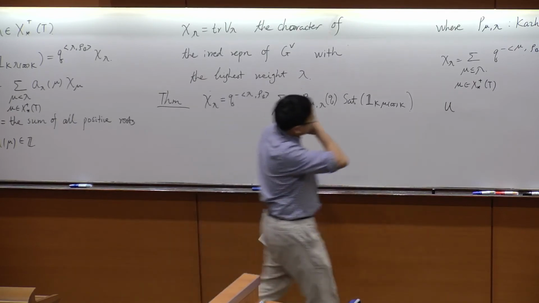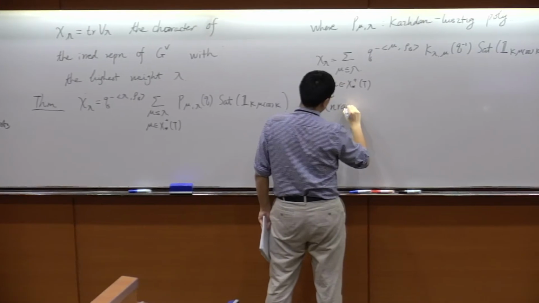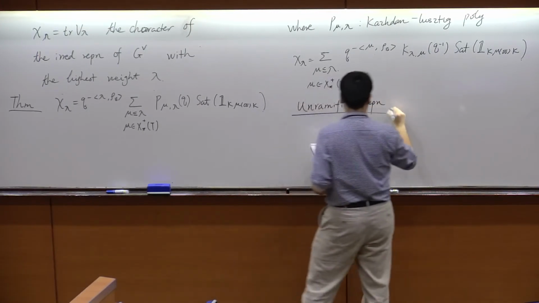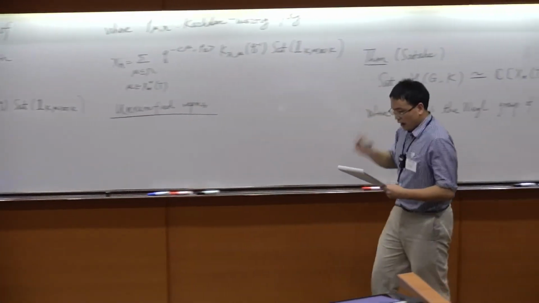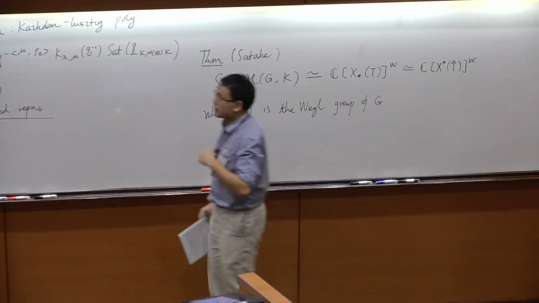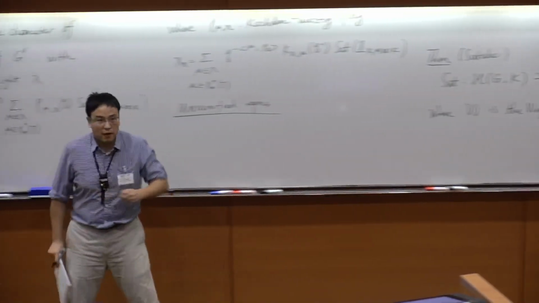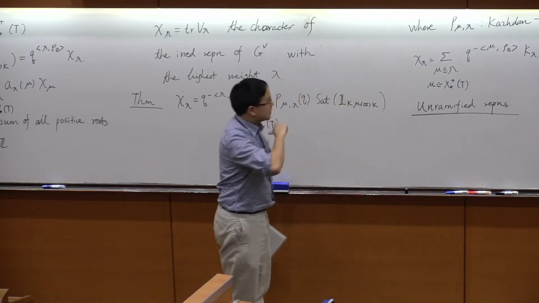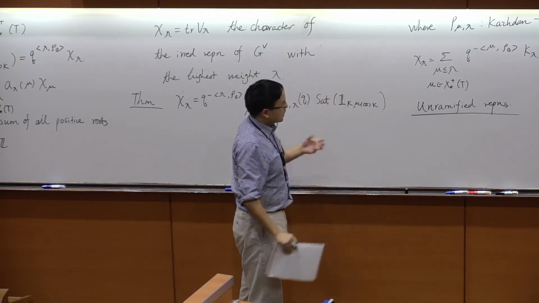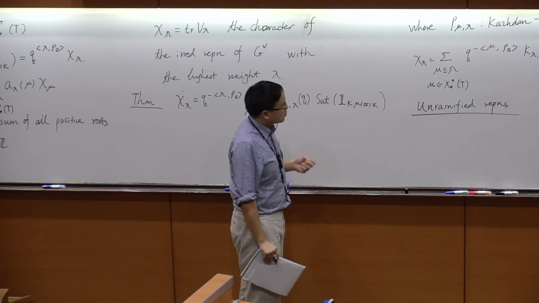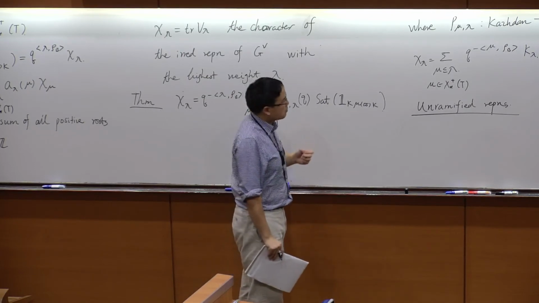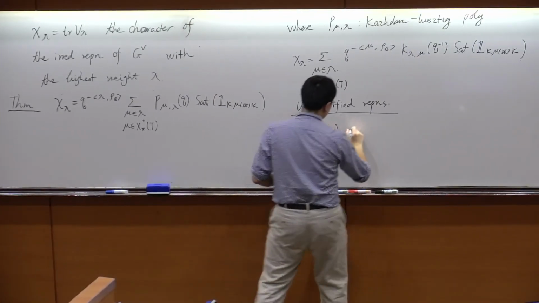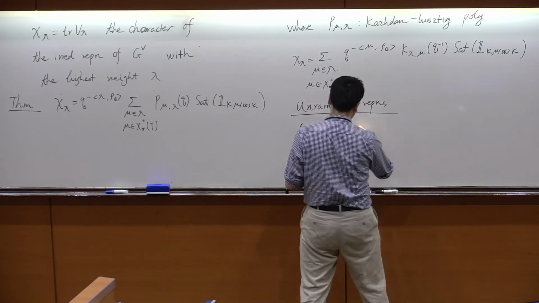So next, let's see the unramified representations. Okay, let's see how we connect it to the unramified representations here. Before that, let's see how we associate to every representation a Schwartz space module. So let's take a pi to be an irreducible admissible representation.